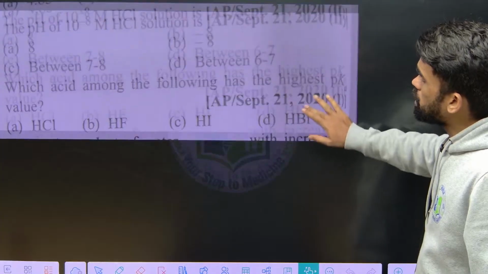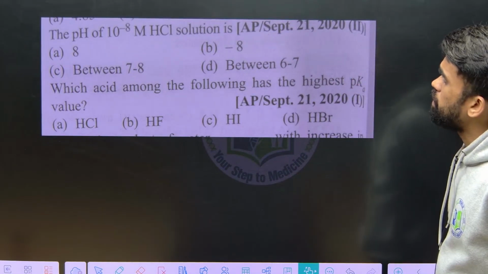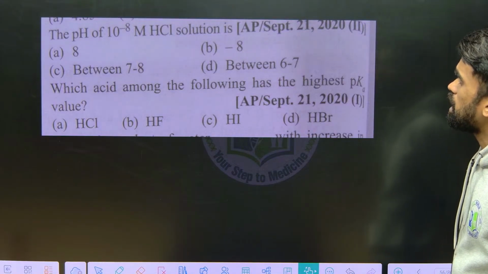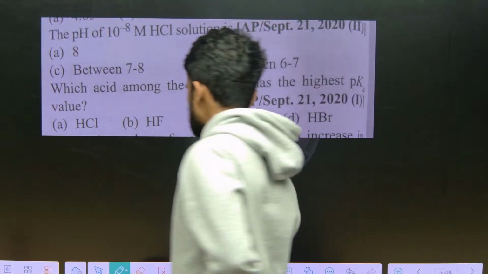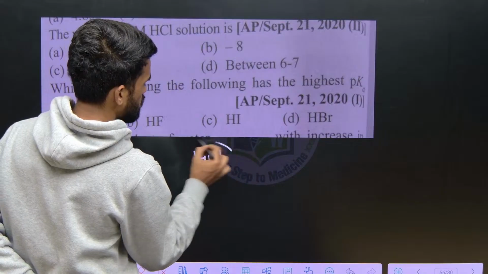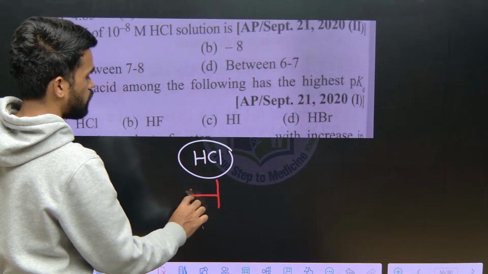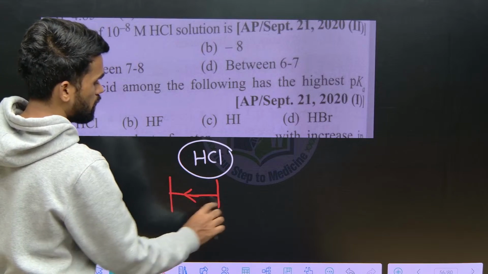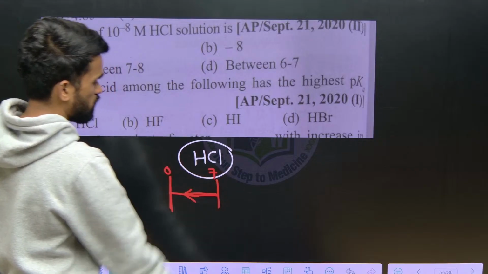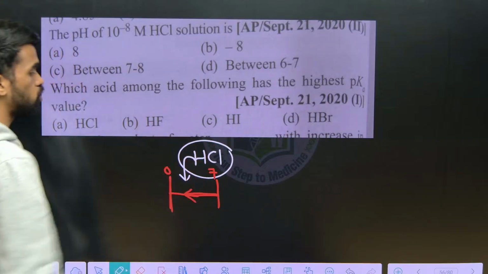Again, look at these questions. What is the pH of 10 power minus 8 molar HCl solution? So how can you calculate this? Whenever an acidic solution is mentioned, like strong acid HCl is given, that acidic solution's pH must be less than 7. What I am saying is it should fall between 0 and 7. The pH of an acidic solution must be 0 to 7.